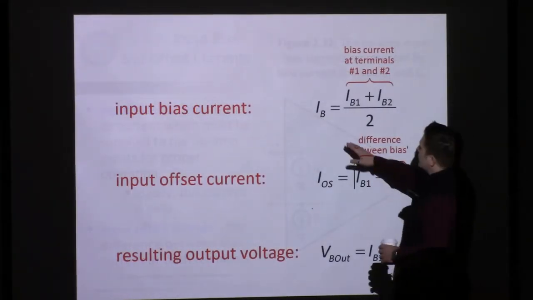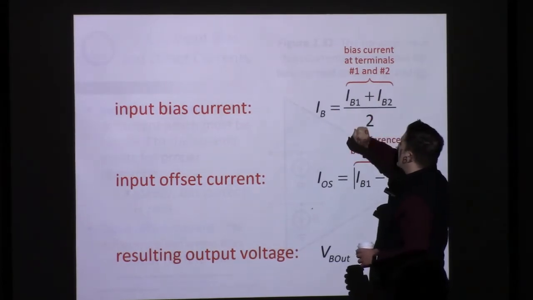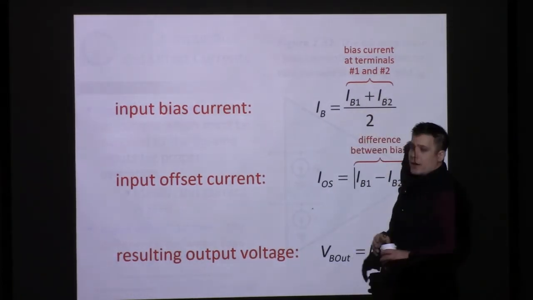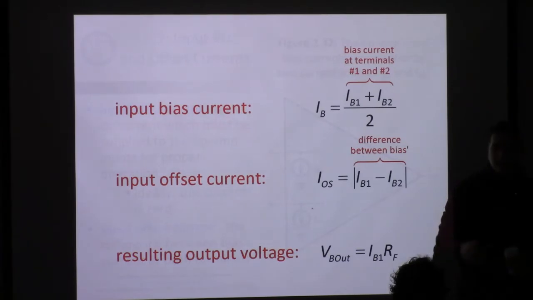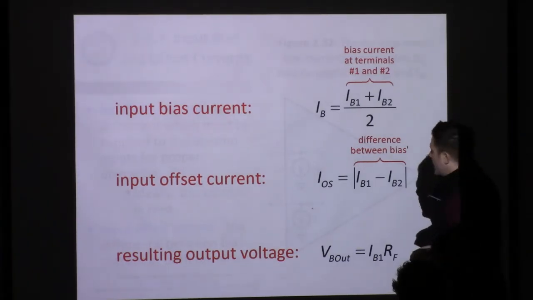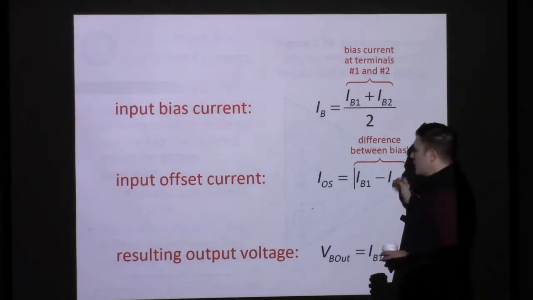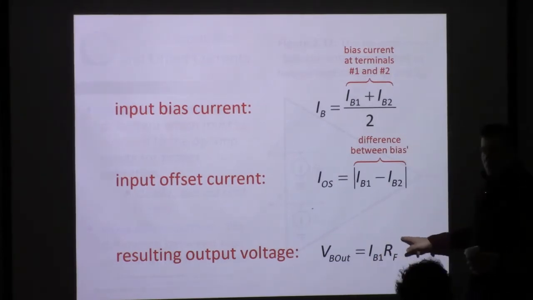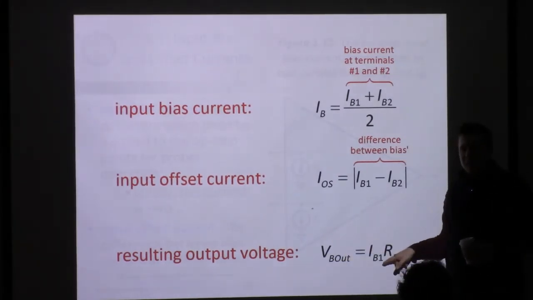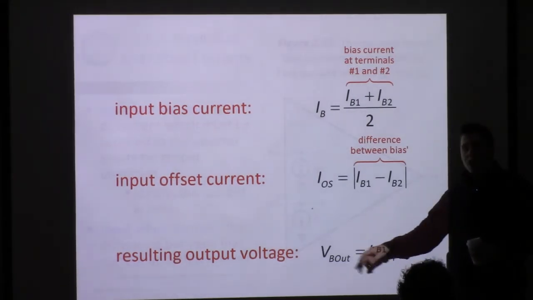The input bias current is the average of the biases at the number 1 and number 2 terminals, or the inverting and the non-inverting terminals. The offset current is the difference between them, and then similar to what we had 3 slides back, this represents the effect of the bias current on the output.